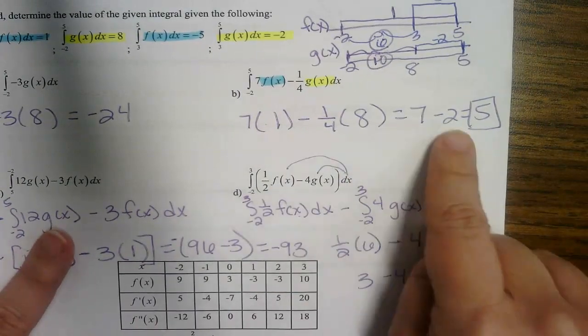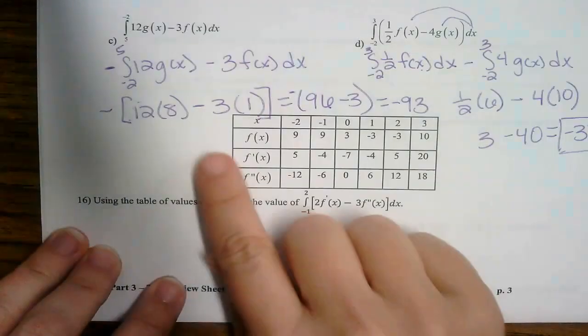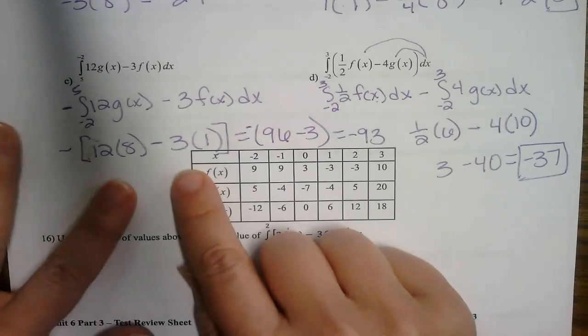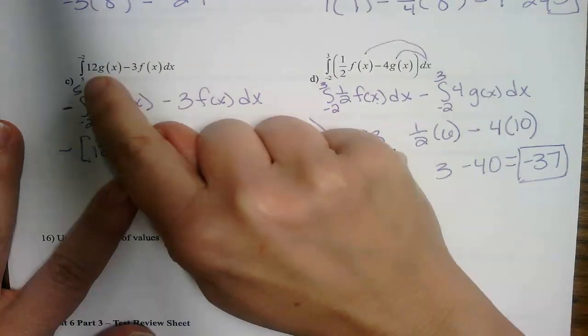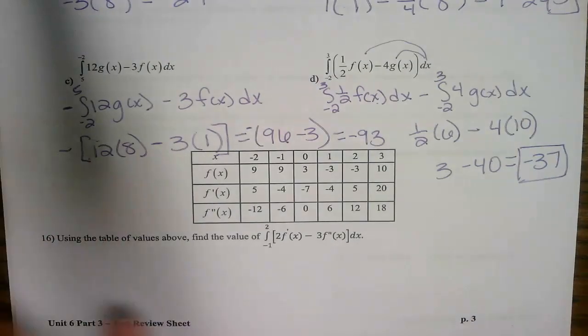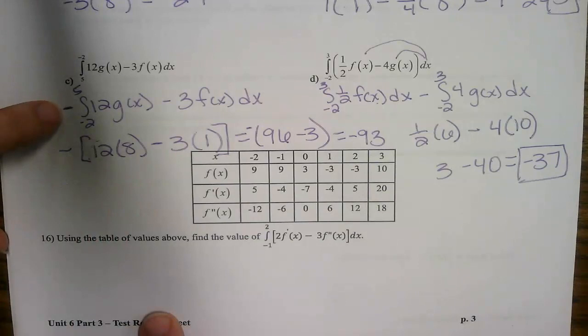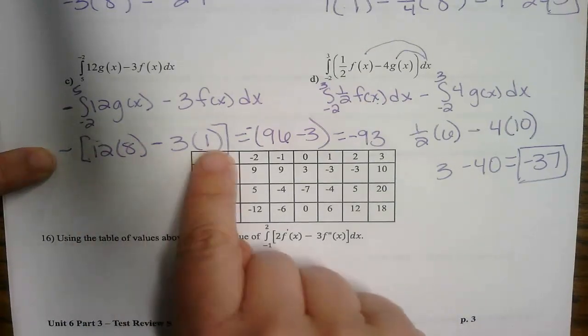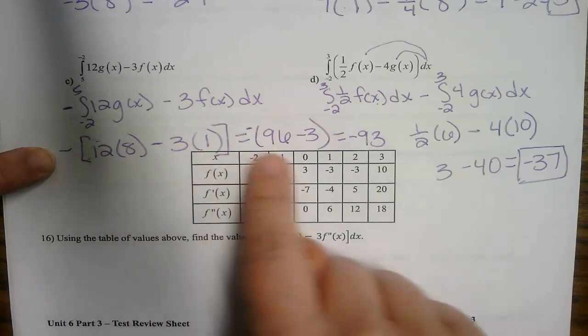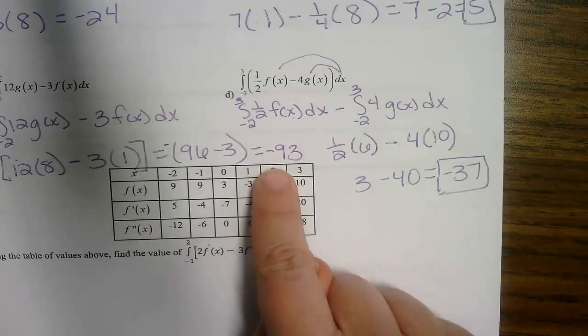The second two are very similar to that, so I'll let you work that one out. And this one, the one trick to pay attention to is that these are flipped. We should always do smallest to largest. Because of that, I need to put the negative out here so that I can put it from smallest to largest. I did 12 times the g of x and 3 times the f of x and just plugged in the numbers to get -93.